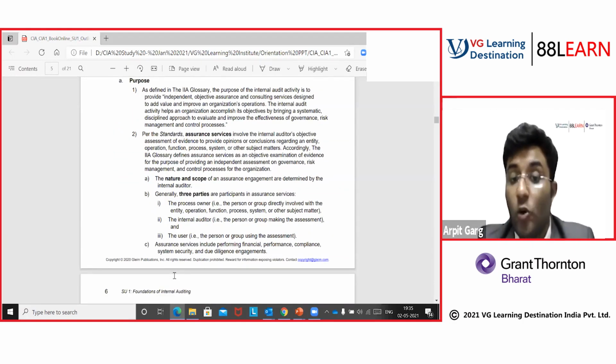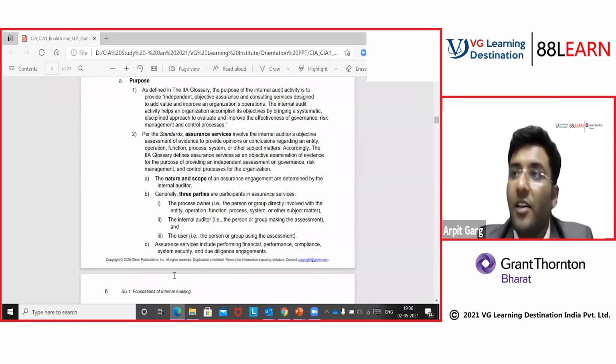Assurance services include performing financial, performance, compliance, system security, and due diligence engagements. Okay, so like one of our friends asked, internal audit will be part of the assurance engagement or assurance services. Assurance services will include financial due diligence, tax due diligence, or other due diligence engagements that we do. Looking into the compliance management of the company, whether the company is complying with all the respective regulatory frameworks. Such engagements usually give assurance.